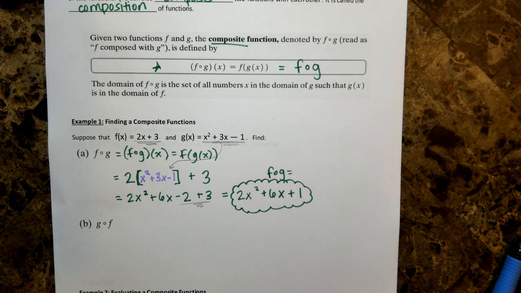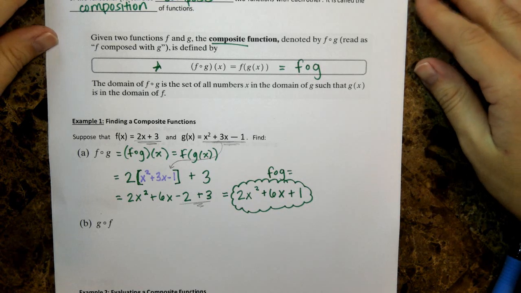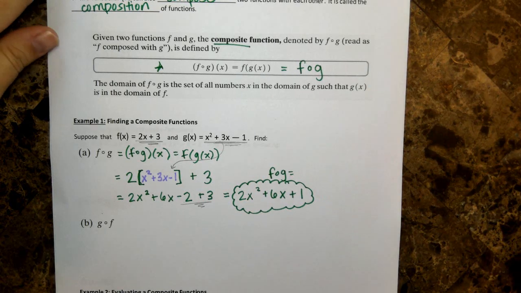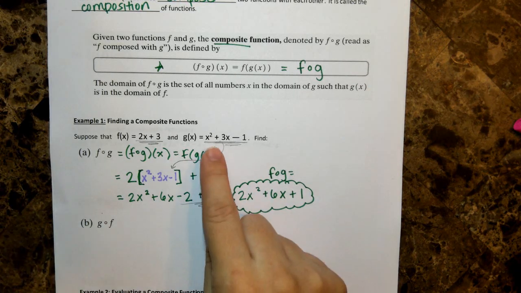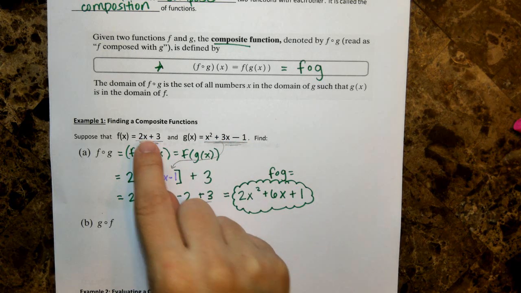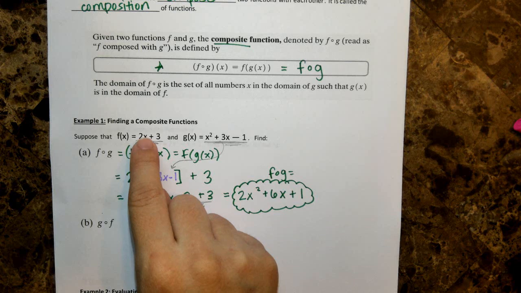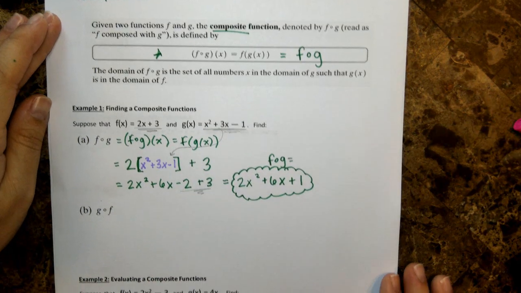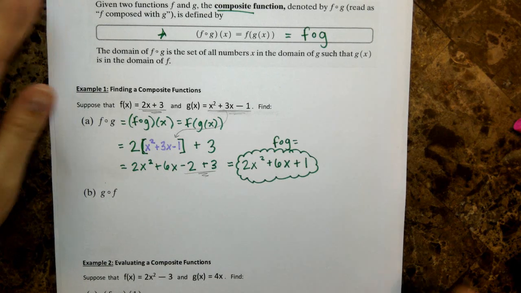Okay. All right. And that's how you would compose two functions. It's simply another way to combine two functions. You're really essentially taking one function and using it as the input of another function. You're using it as the input x, replacing x with the other function entirely. Okay. Now, like I said, order does matter.